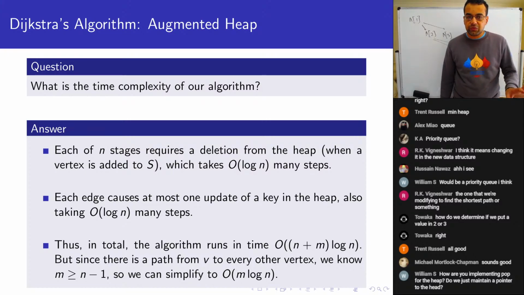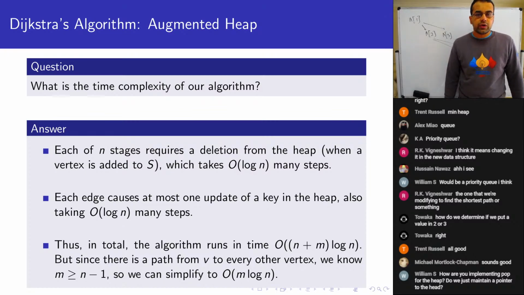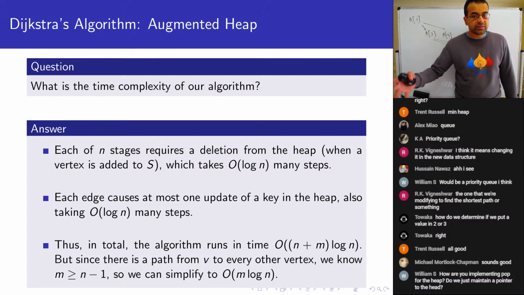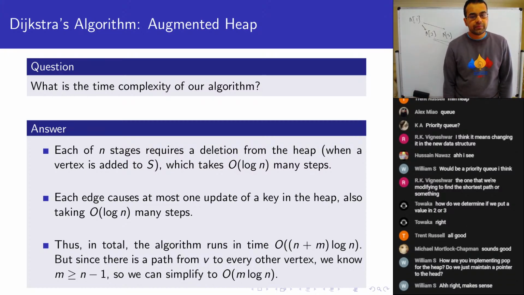So yeah, you can revise that. The pop operation is no different to the usual heap that you've seen in Comp 2521, just with the extra bookkeeping as before. So in total, the time complexity is (n plus m) times log n, but we know that m is no less than n.